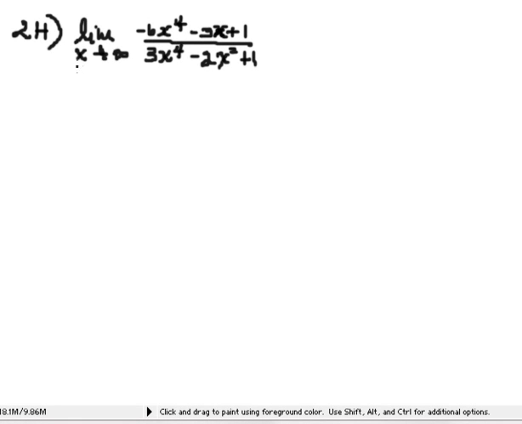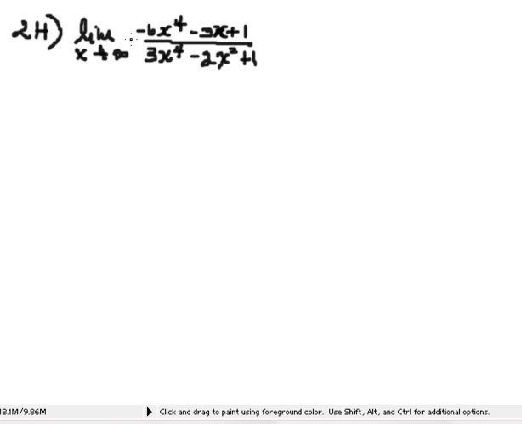Okay, we have to finish question 2. We're up to the last part, 2H. All right, we're taking the limit as x goes to infinity of (-6x^4 - 3x + 1) over (3x^4 - 2x^2 + 1).